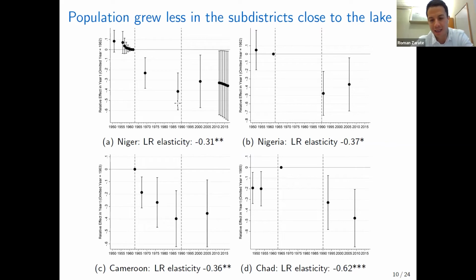So here are the difference in difference results for the 4 countries. What we find is that the long-run elasticity, for example, for the case of Niger is minus 0.31, meaning that the population in these locations grew lower than 27% relative to other locations. We find similar effects for Nigeria. Actually, the long-run elasticity in Nigeria is a bit larger, minus 0.37.